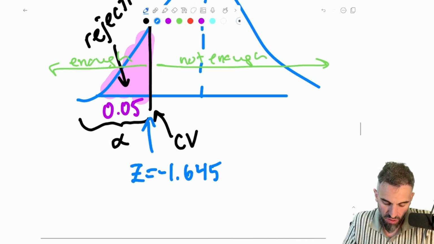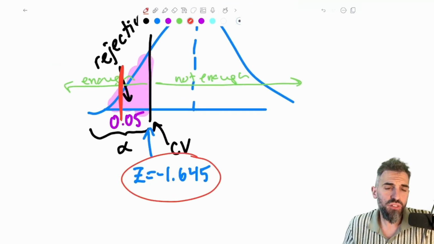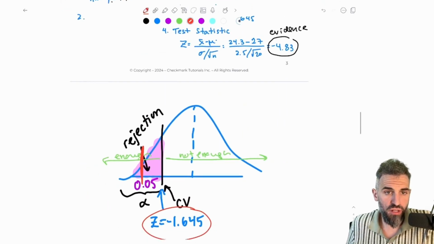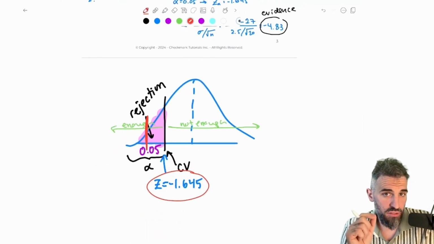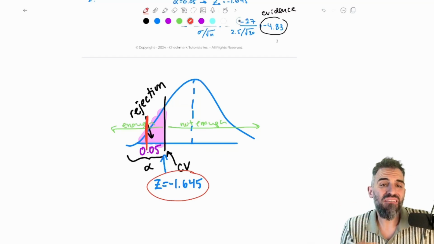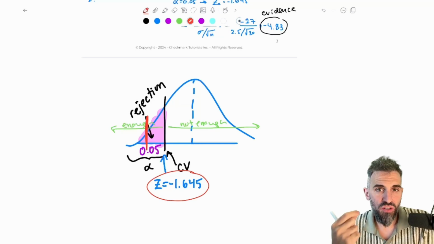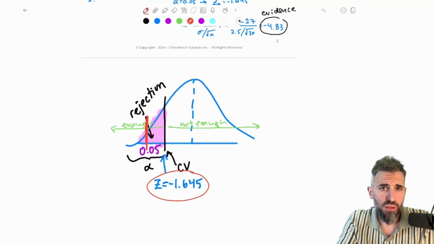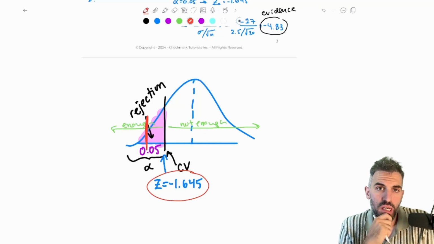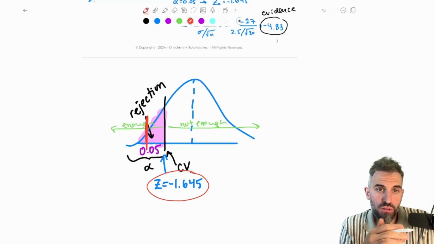Negative 4.83 is much more to the left than that line, which is negative 1.645. So we're somewhere here. If your test statistic lies in the rejection area, it means that you have enough evidence to reject the null hypothesis in favor of the alternate. It's like, again, when you're accused of a crime: once you have enough evidence, we can reject your innocence in favor of a guilty verdict. That's the concept here. If your test statistic had not been enough to push you into that rejection area, then we would say there's not enough evidence.